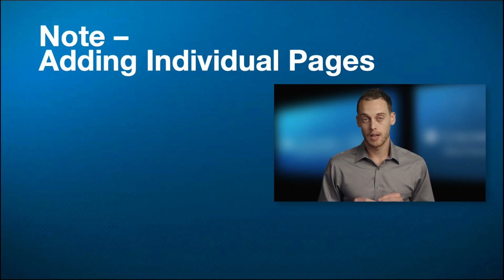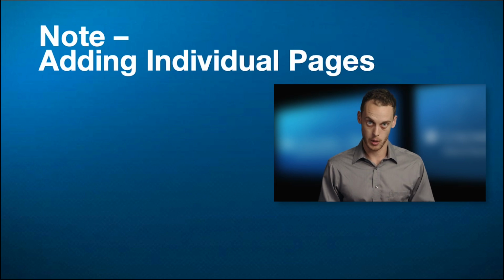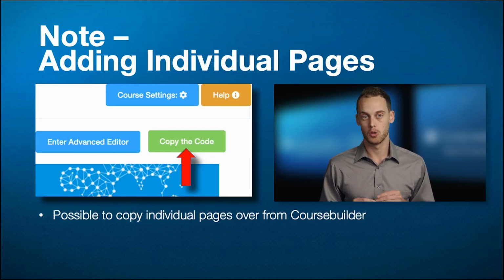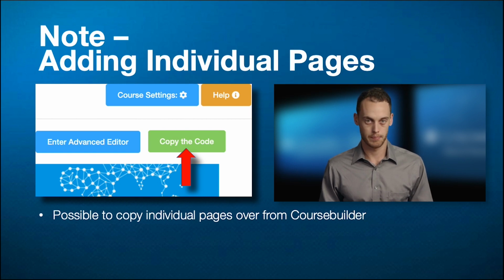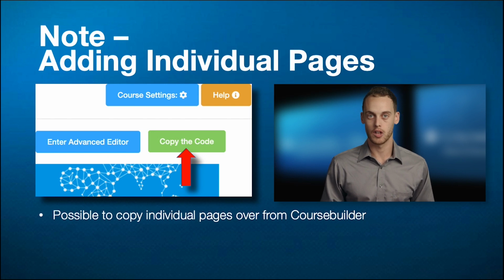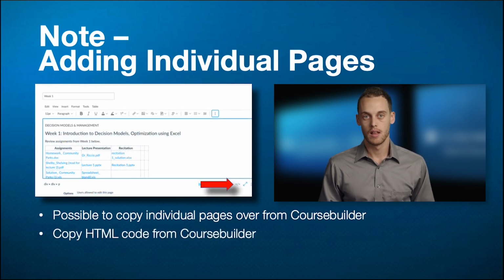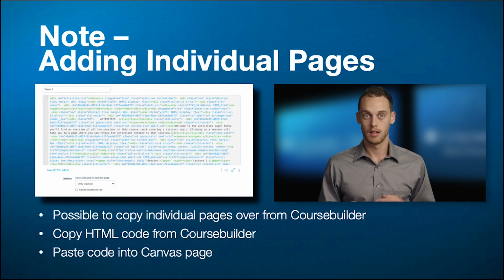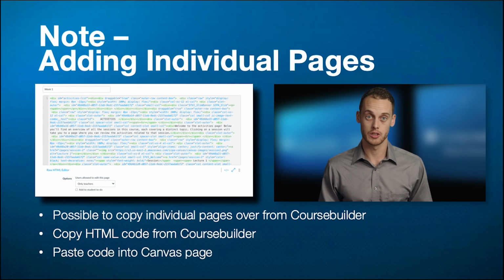And as a quick note, we can also copy over individual pages from Coursebuilder without doing a giant file transfer like we do for the whole course. Start by going to the individual page you want to copy from Coursebuilder. Maybe it's the syllabus, the activities, whatever. And go ahead and click that green Copy the Code button. Once you do that, you've copied the HTML code, and you're going to bring it over to the Canvas page you want to insert it into. Click on the Edit page, paste in the code, and then accept your changes.